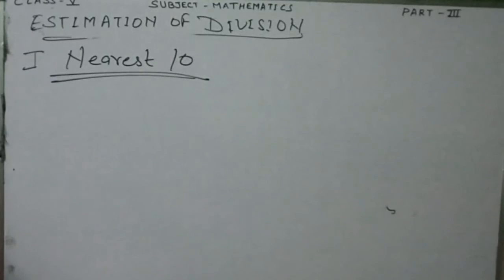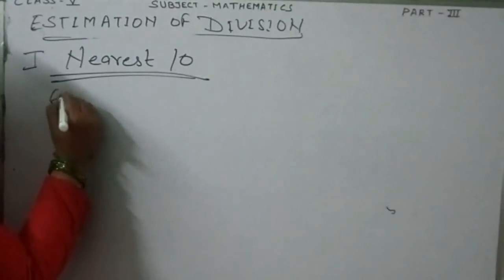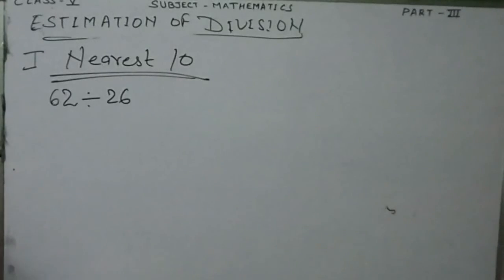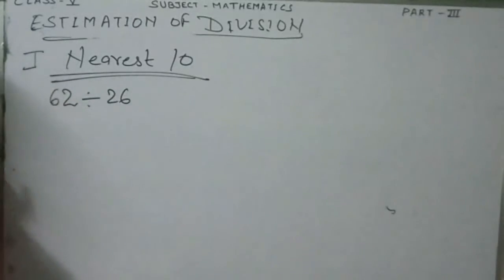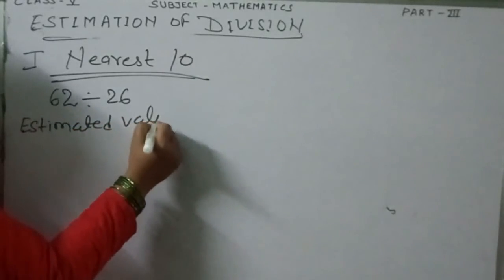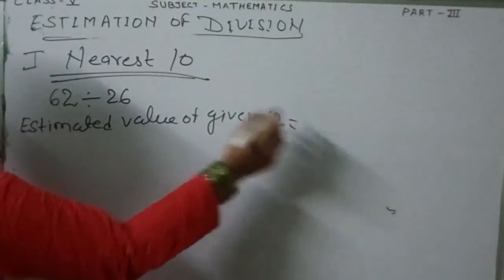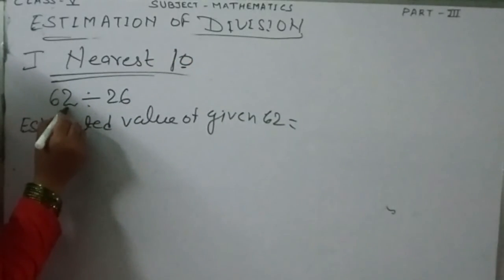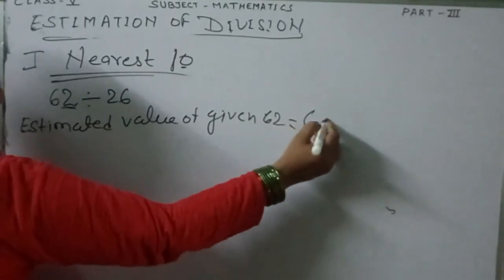First, I will take one question from your book. The first number given is 62 divide 26. In estimation of division, we also have to follow the same rule. First, find out the estimated value of the given number. The estimated value of the given number 62. In case of tens, we have to check the value of ones. Here 2 is less than 5, so it will be 60.